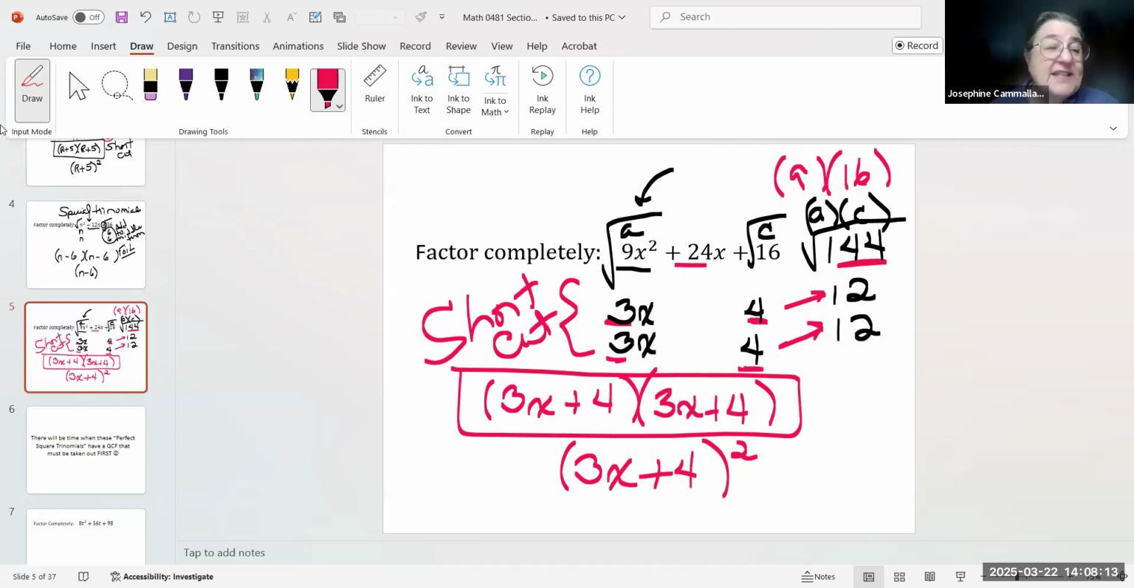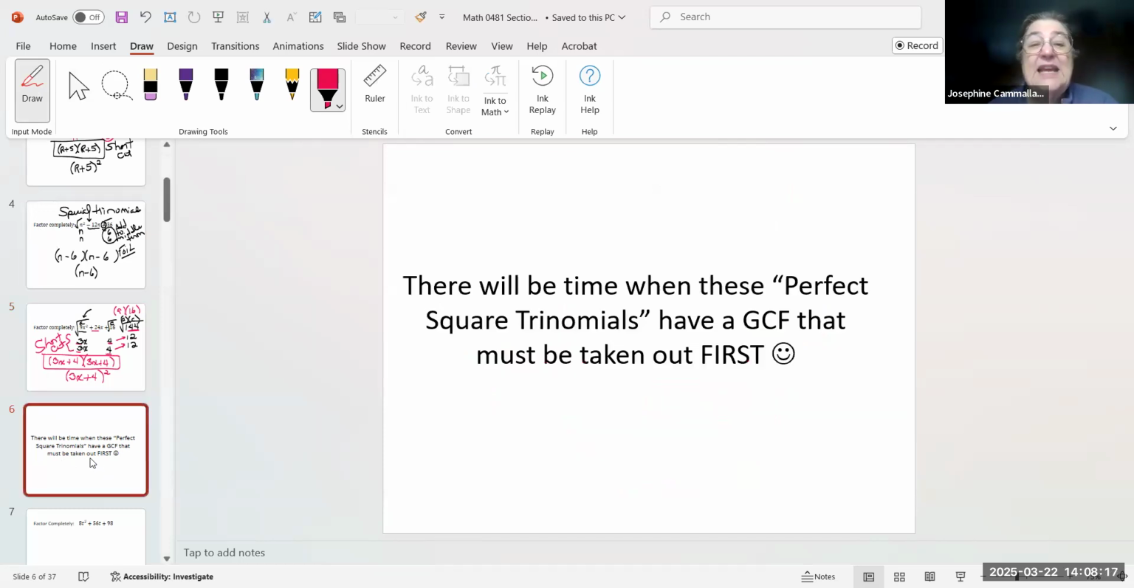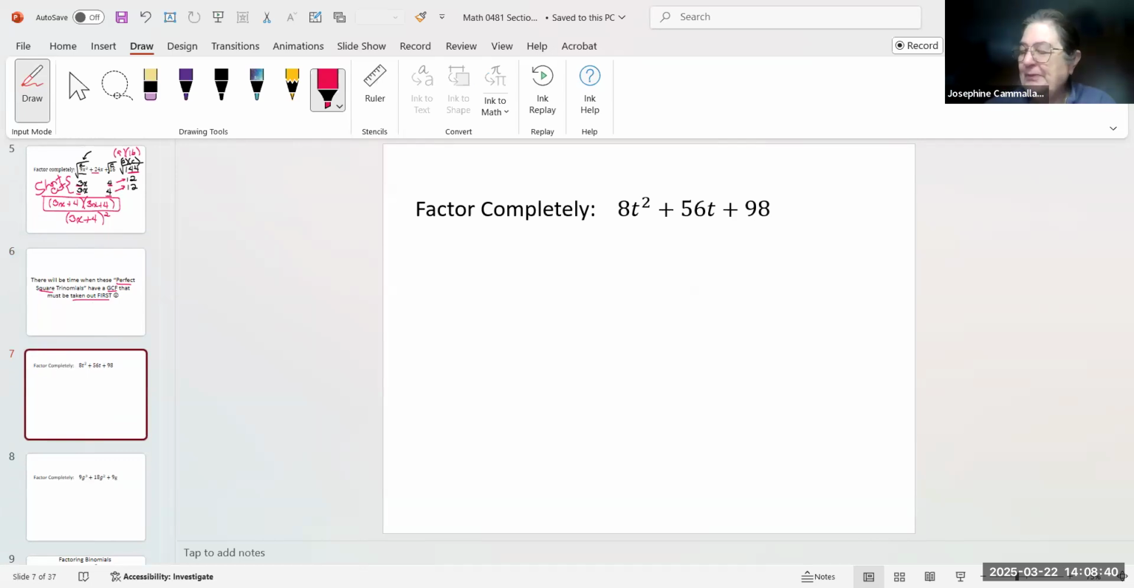Now, with that said, there is something else. There will be times when these perfect square trinomials have a GCF. And if you remember, it's got to be taken out first. And I'm going to show you how it works.